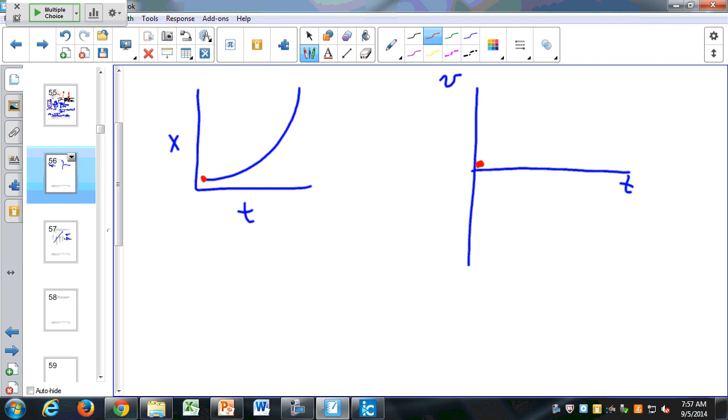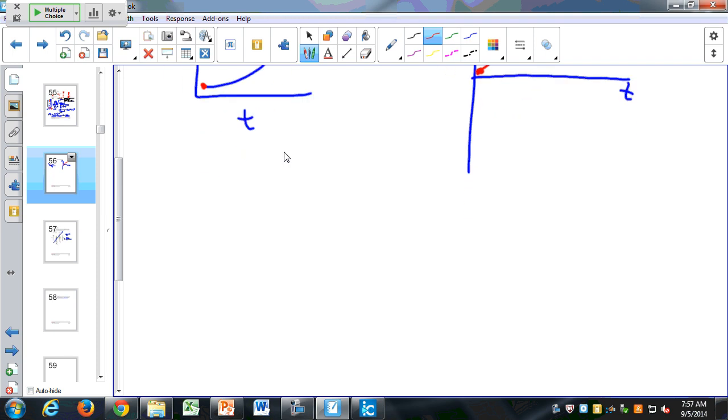It would be a straight line. Would it go up or down? It would go up, right? So my v versus t graph for this is going to look like this. This velocity versus time graph describes how the slope changes. Let's try another one. So I have an x versus t.